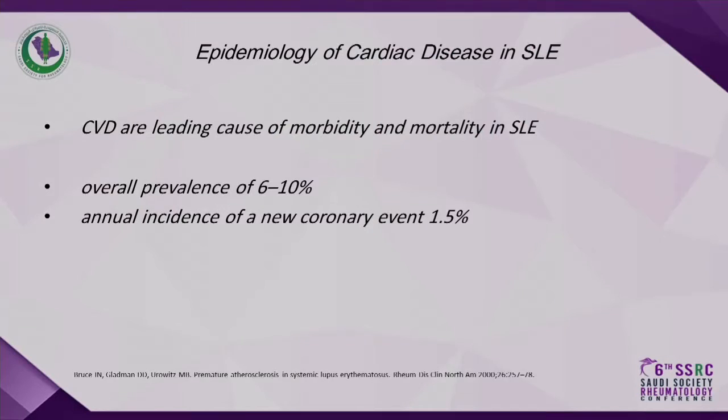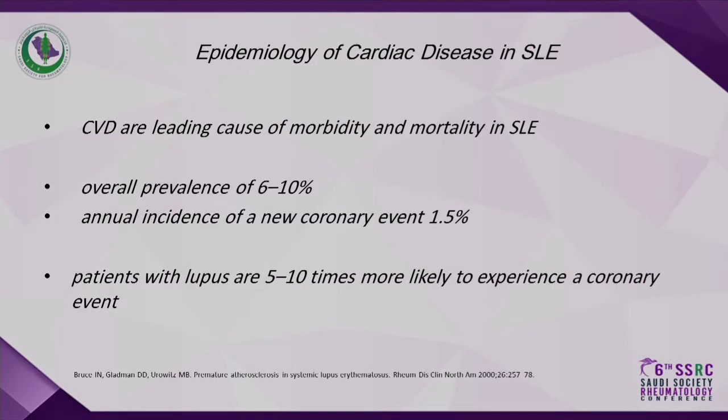So we'll try to go quickly, illustrating the most important messages from the cardiac involvement in lupus patients. First of all, the cardiovascular diseases are the most common cause of morbidity and mortality in lupus patients, and the overall prevalence is 6 to 10%. The incidence of new coronary artery events is 1.5%. Looking at these numbers, that means lupus patients are 5 to 10 times more likely to experience coronary artery events as compared to the general population.